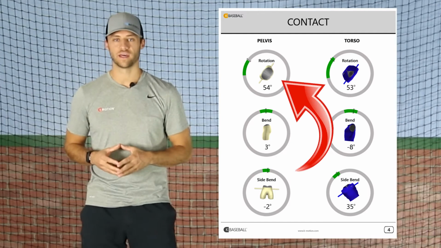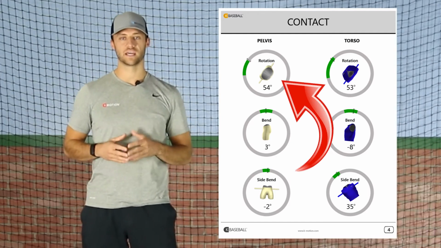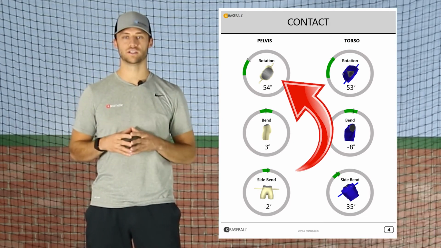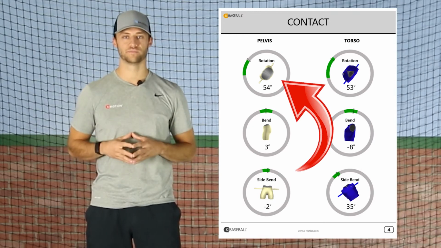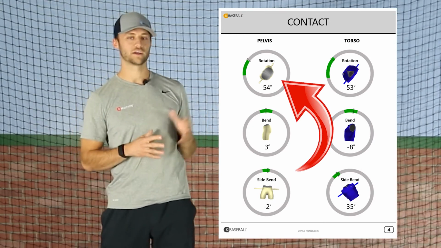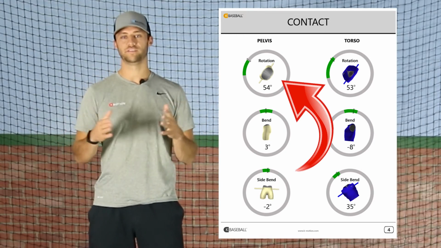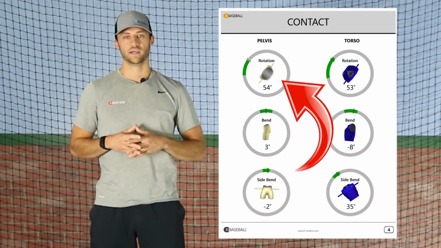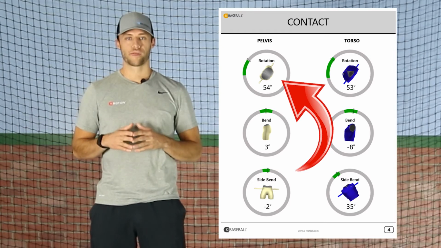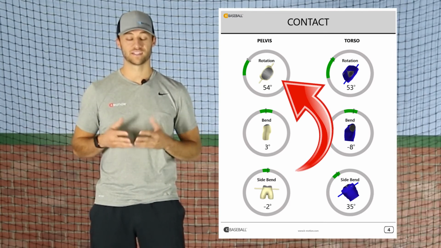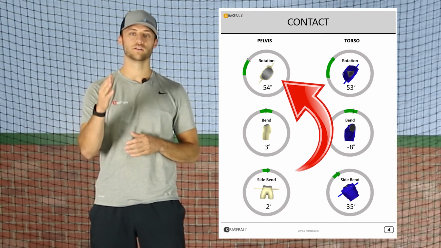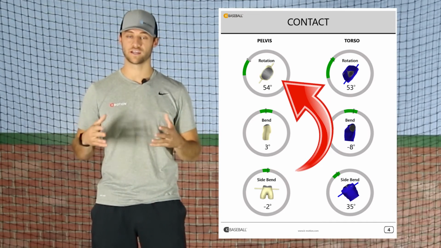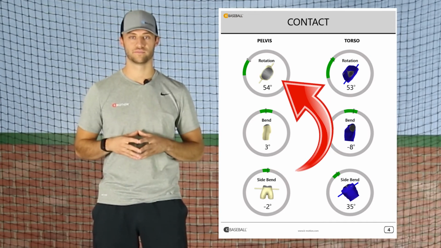And it's worth noting that stride angle towards the plate can reduce the amount of pelvic rotation that we'll have at contact. So taking a look at this swing, the player is at 54 degrees of rotation, which is under-rotated. This profile may struggle with velocity on the inner half, as they will be late. It can also limit energy output and connection at contact.